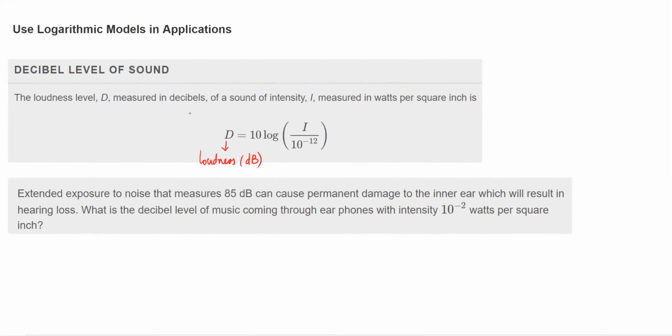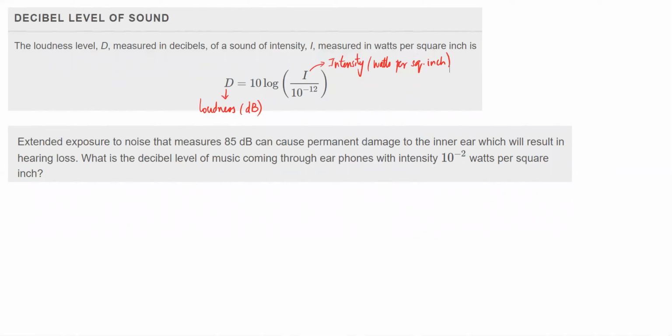Here comes the problem. Extended exposure to noise that measures 85 decibels, dB, can cause permanent damage to the inner ear, which will result in hearing loss. They're saying if you're exposed constantly, extended exposure to noise that measures 85 decibels, it can cause permanent damage to the inner ear, and that can result in hearing loss. So that is kind of the threshold level. What is the decibel level of music coming through earphones with intensity 10 power negative 2 watts per square inch?